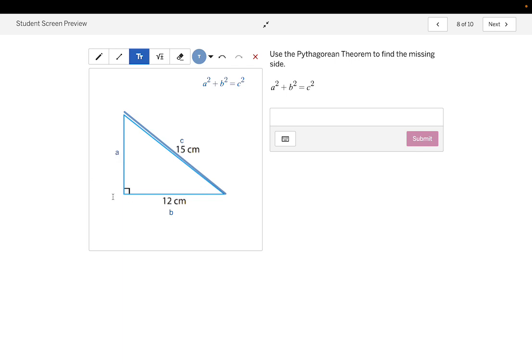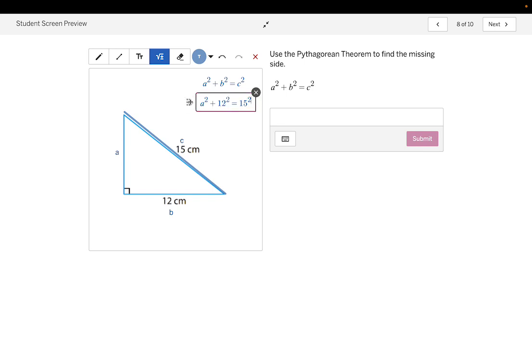We don't know what this side is, so I'm just going to leave it as a squared. That's what we use variables for, to put in unknown values. So a squared plus, and we said b is 12, so I'm going to put 12 in for b: 12 squared, equals c squared. We said c was 15, so it's 15 squared. This problem looks a little different because this time it's the a that's unknown, versus the c that was unknown on slide 7.